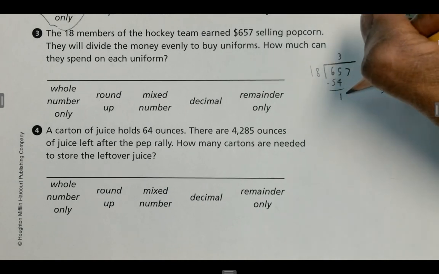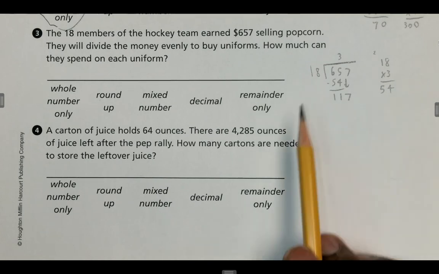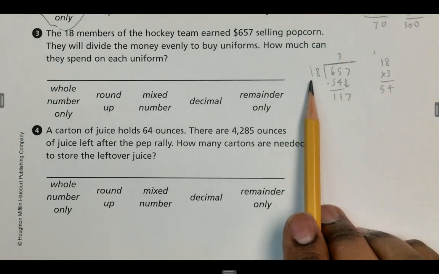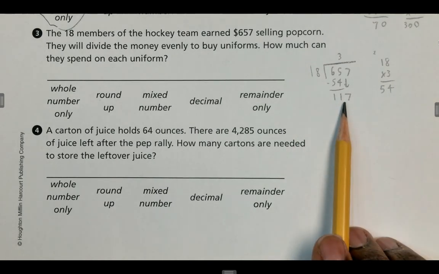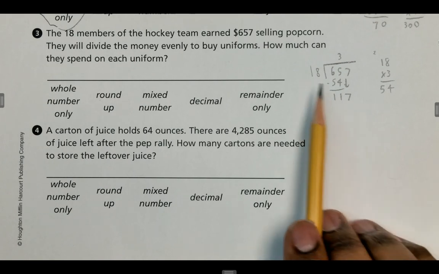5 minus 4 is 1. 6 minus 5 is 1. Let's bring down the 7. Now, again, 18, let's think 20. About how many times does 20 go into 117? Well, 20 times 5 is 100. 20 times 6 is 120. 5 or 6, let's test out 6.